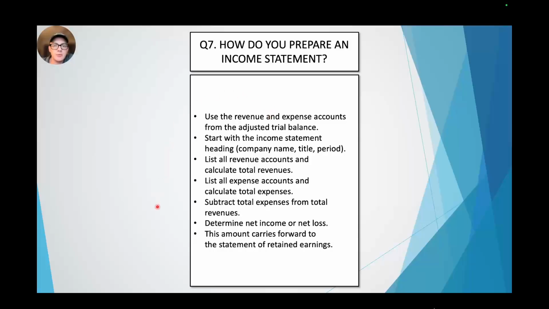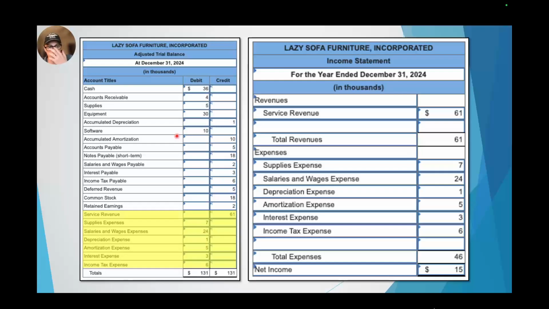Now, how do you prepare an income statement? Well, the income statement reports revenues and expenses for the period. By subtracting total expenses from total revenues, we determine the company's net income or net loss. So, our adjusted trial balance, in relation to the income statement, this highlighted portion is the only portion that's relevant. None of that matters. So in our case, in this specific company, Lazy Sofa Furniture, they only have one account of revenue. So service revenue for 61 will get recorded up here, right below the main header of revenues. Then that'll flow to our total revenues.